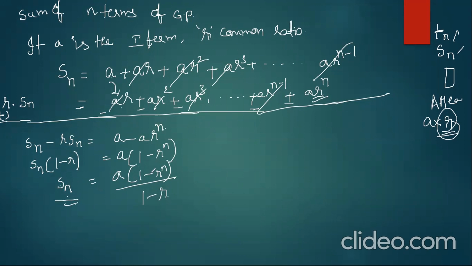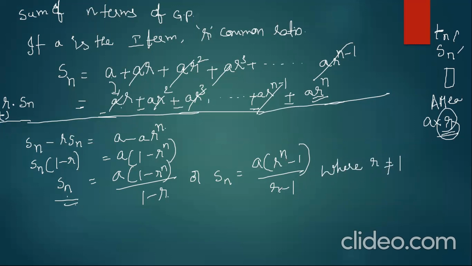Got it? Here, one more important point you have to remember. Or you can write this as Sn is equal to A into R to the power of n minus 1 by R minus 1. Can I take this? Yes, because I am multiplying the whole thing, both numerator and denominator, with minus. You will get the same thing. One important condition in this case: R can never be 1. If R is equal to 1, 1 minus 1 becomes 0, so the denominator becomes 0, and it cannot be defined.